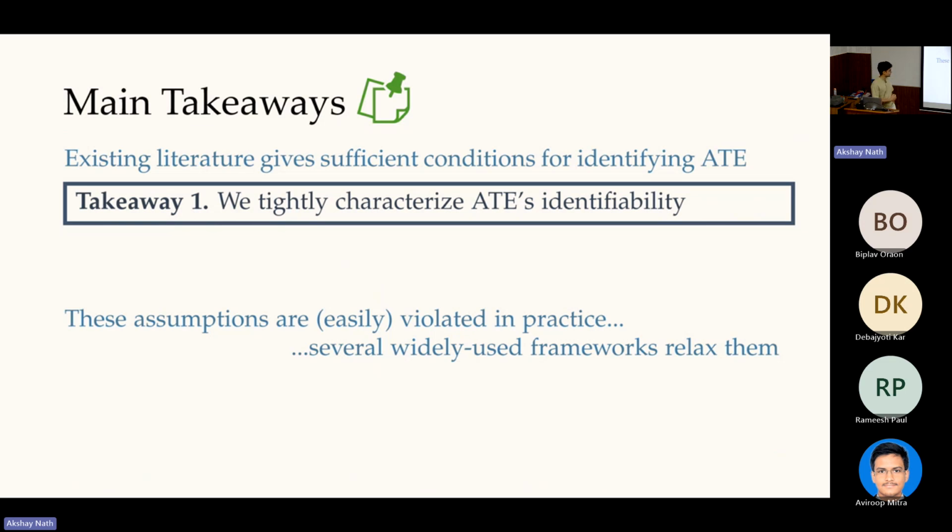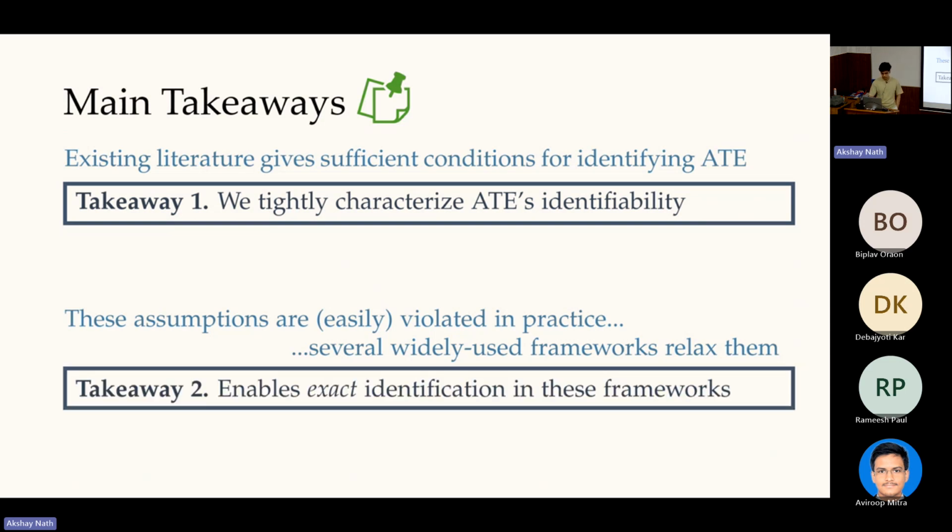In fact, the fact that they can be violated has led people to develop various relaxations of these conditions, which are no longer sufficient to estimate the average treatment effect, but you can get an interval in which the average treatment effect lies. So you cannot nail down the value, but you can get a range. And a corollary of our result is that in many of these frameworks, though not all, you can exactly identify the average treatment effect using some of these techniques.